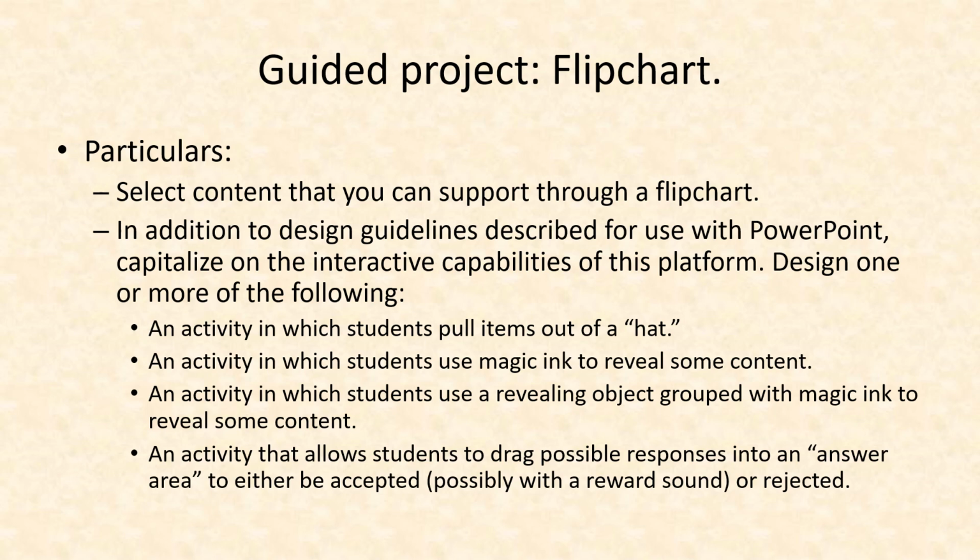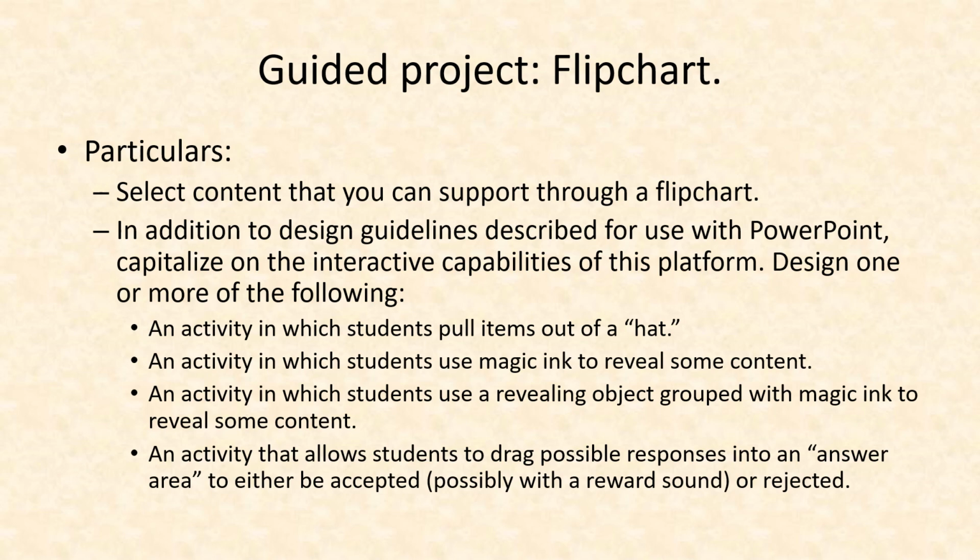But then remember to capitalize on and build in at least one or more of the interactive design capabilities that are available in ActivInspire. For example, create an activity in which students pull items out of a hat, or they use magic ink to scratch off a top layer and reveal some content. Or go one step further, a little more advanced, and create a revealing object and group it with the magic ink so the students can grab onto that object like a magnifying glass or a pair of eyeglasses, and then have them reveal the content as they roll over that with the magic ink grouped with that revealing object.